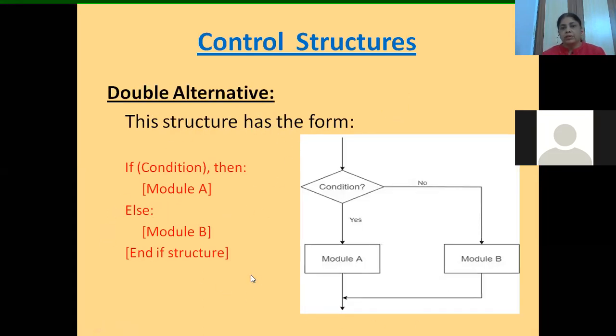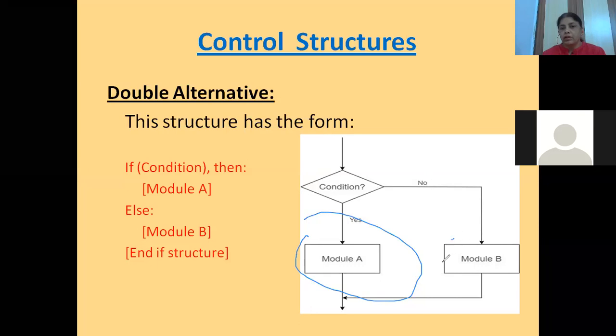See, this is the example of double alternative, which we mostly use. Based on the condition we have two modules, one for true and one for false. If the condition is true, we will execute this module, and if the condition is false, we will execute the other module. Can you see how you write it in C++? If condition, then is not there. Then module A, the true block, else. There is no colon.